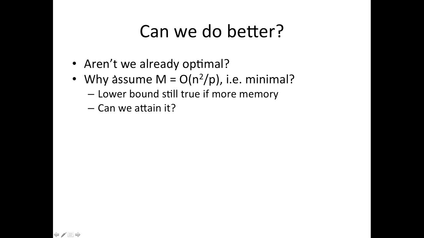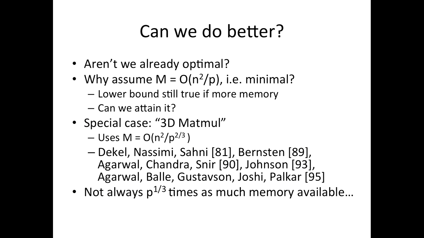But then we asked, can we do better? I just claimed this was optimal, so how can we do better? The thing is, I had this assumption, which seemed reasonable, which was that I was using as little memory as possible. But the lower bound is still true even if you use more memory. And so the question is, if I have a small matrix on a big machine, I have lots and lots of memory. Can I use it to do something useful? It turns out that people had found a special case of this, and in fact reinvented it many times. It's called three-dimensional matrix multiply.